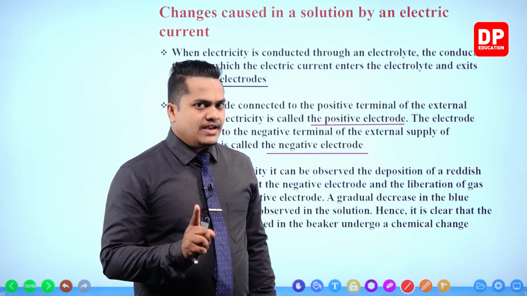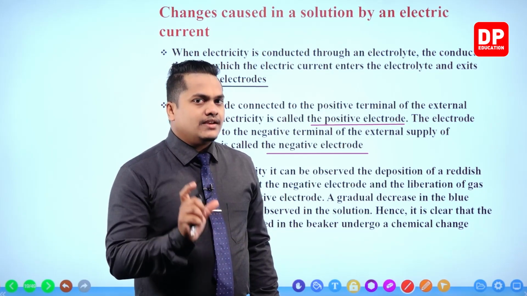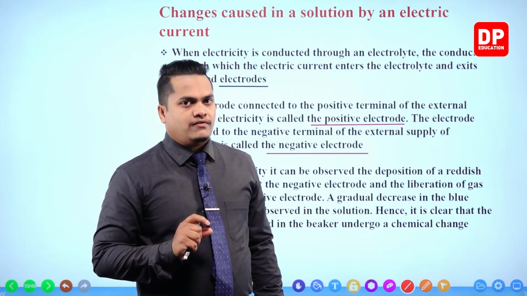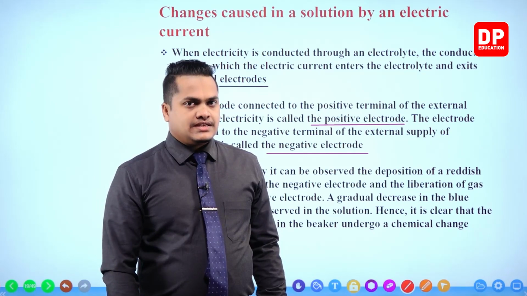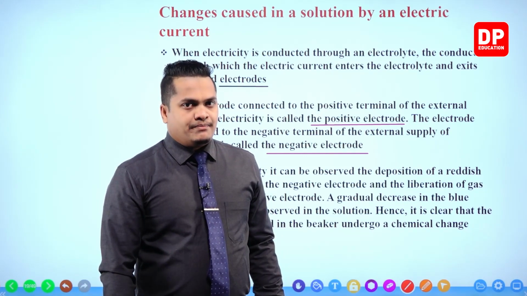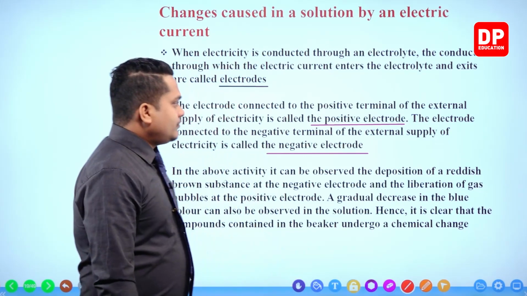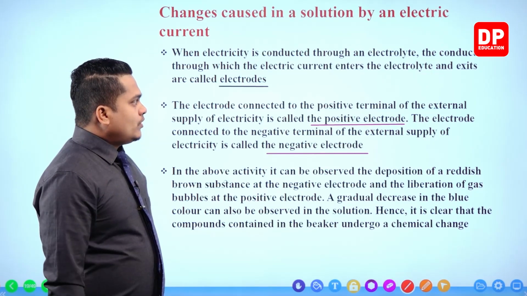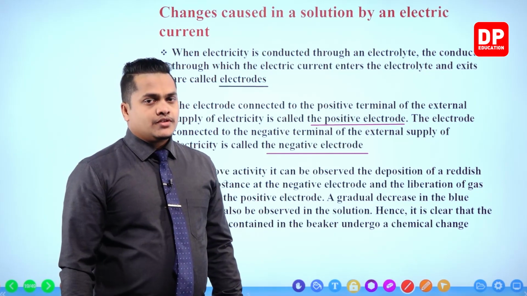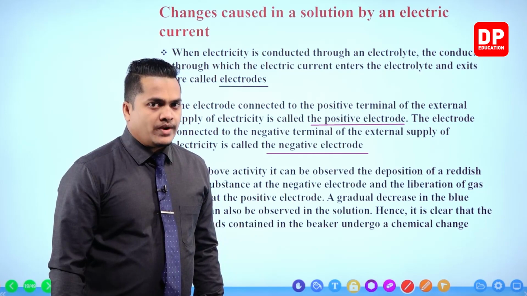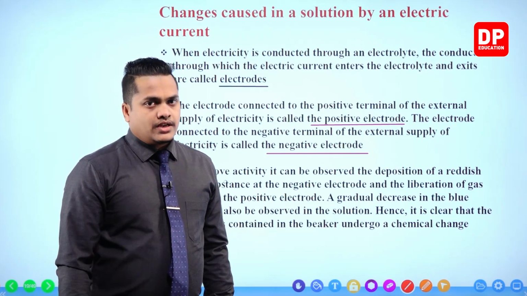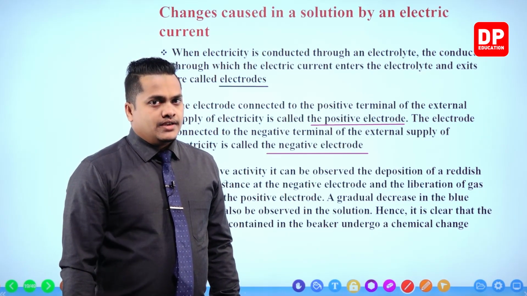I have explained the electric current and the direction of electron flow when I was discussing the previous chapter. Okay, so there are two electrodes, my dear children. From these electrodes we provide electricity to the solution or to the electrolyte.